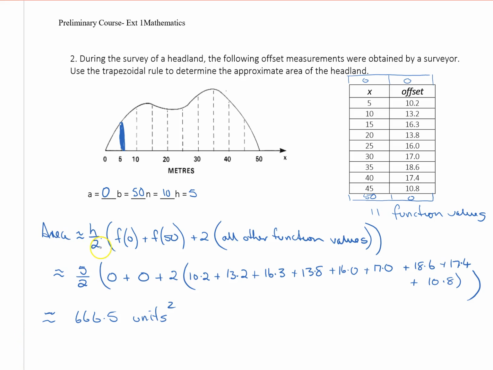So you can see I've written h on 2, f of 0, so this is like f of a and f of b, then 0 and 50, and I just wrote 2 times all the other function values. And provided I've done that correctly, put that into the calculator correctly, I come up with that answer. You could check that for me.